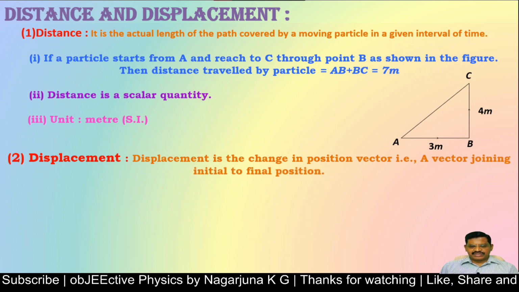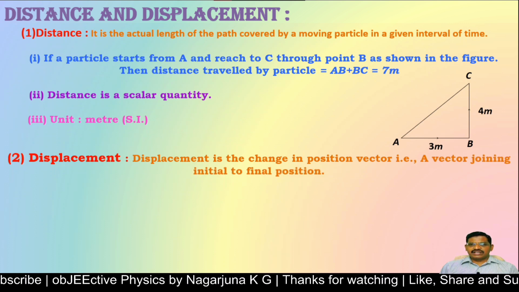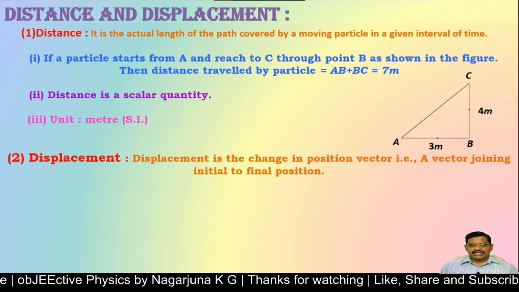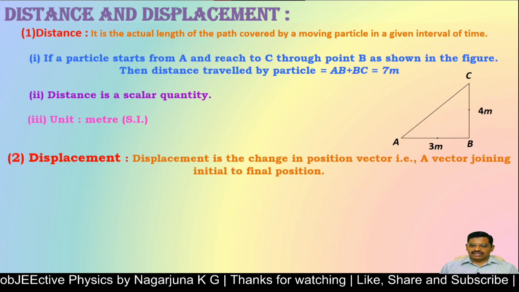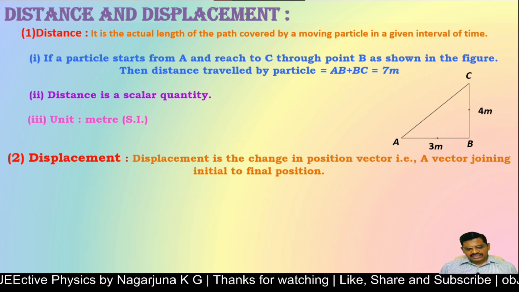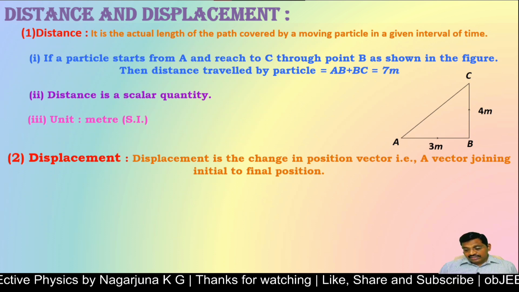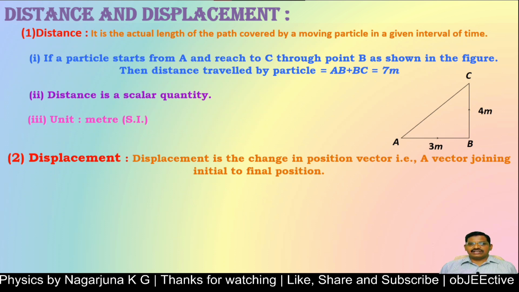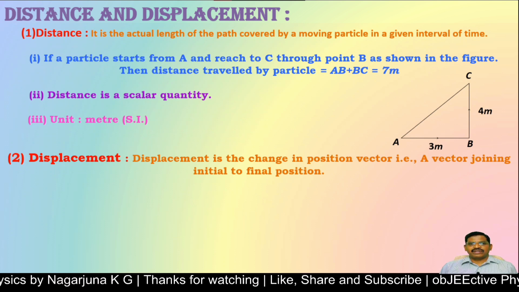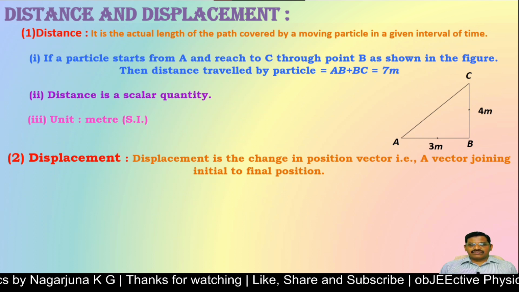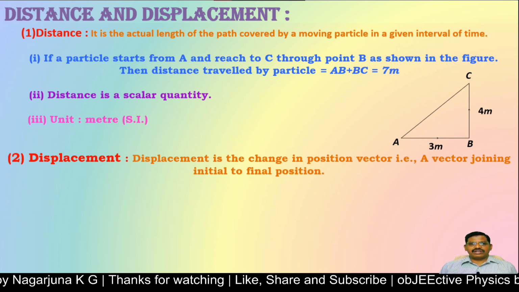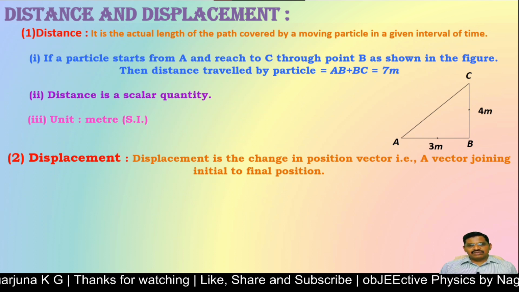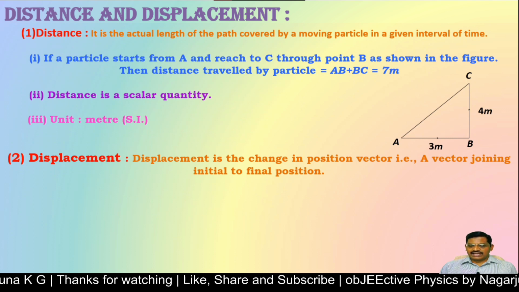Next one, displacement. Displacement is the change in position vector, that is, a vector joining the initial to the final position, or simply, displacement is also defined as the shortest distance between the initial and final positions. Displacement is a vector physical quantity. A vector quantity is nothing but a physical quantity that has both magnitude and direction.